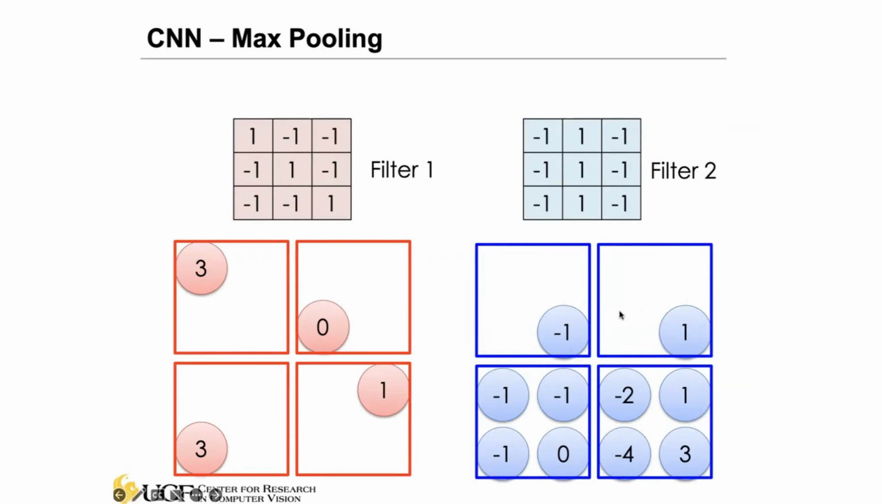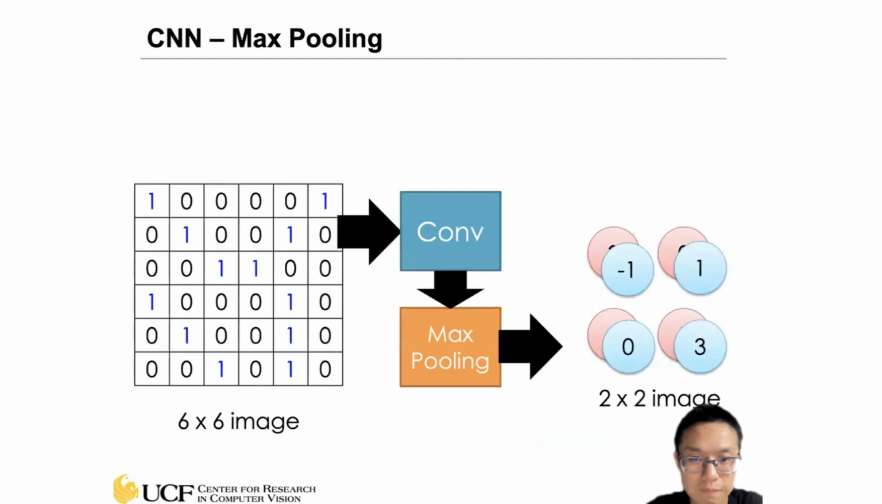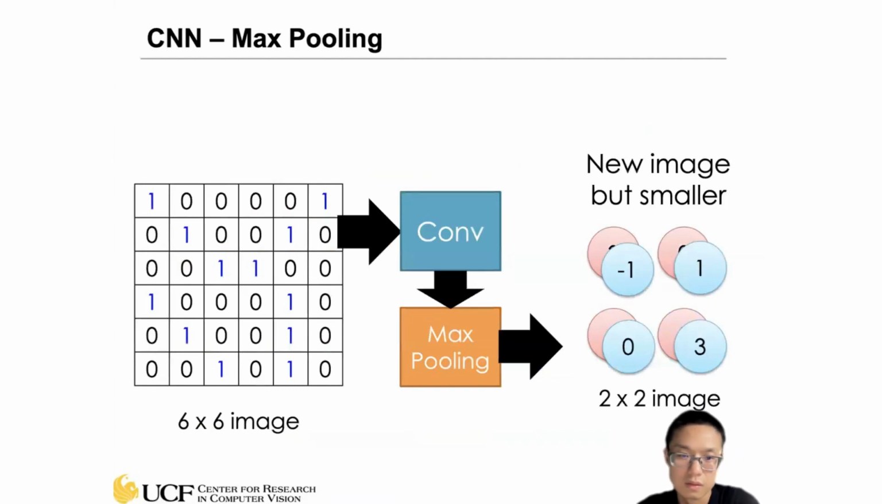Similarly for the other feature map, we do the same. If you have more filters, let's say you have 100 filters, then you get 100 feature maps. Then the pooling is performed for each of these feature maps to get reduced size feature maps. So basically, after the max pooling, you reduce the feature map to a smaller size.